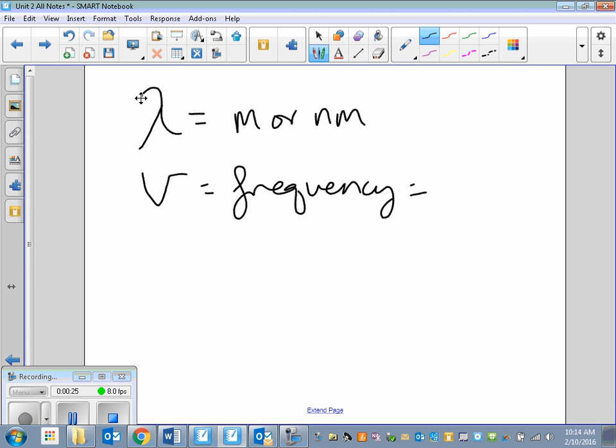and frequency is measured in two different units: seconds to the -1, which you can write like that, or 1/seconds. Or, anybody have another one? Starts with an H.